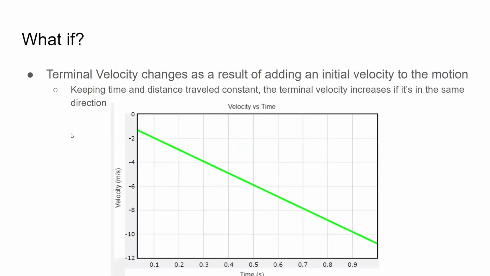What if terminal velocity changes as a result of adding initial velocity? When keeping everything else constant, the terminal velocity increases if the initial velocity is in the same direction. For this motion, it becomes about negative 11 meters per second as opposed to about negative 10 when you add negative 1 meter per second initial velocity.